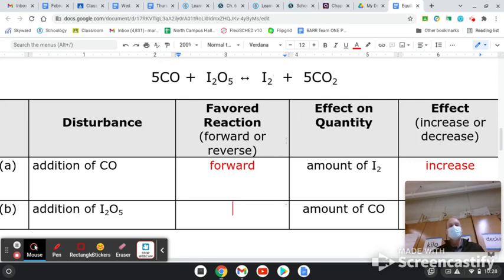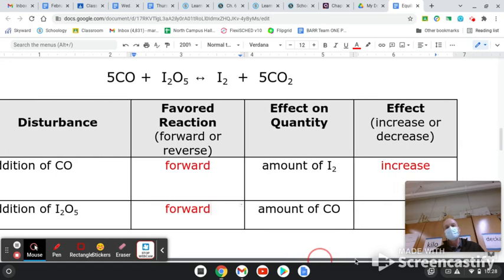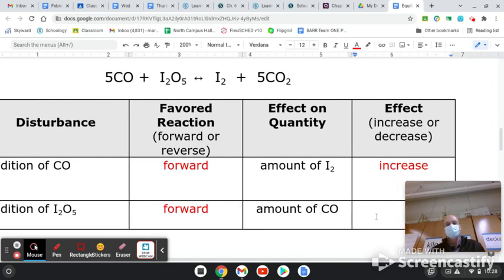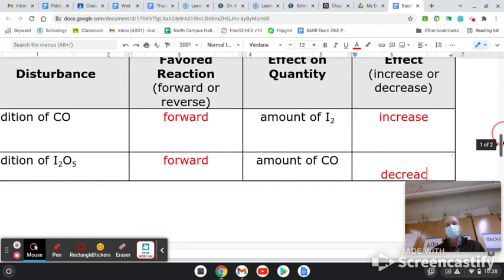Let's say I add I2O5. So here, if I add I2O5, the same thing's going to happen. It's going to shift to try to relieve that disturbance, and it'll favor the forward reaction. How will that affect the amount of CO? Well, look where CO is, on the left side. So if the forward reaction is favored, that means the amount of CO will be decreased. It will decrease the amount of whatever's on the left.